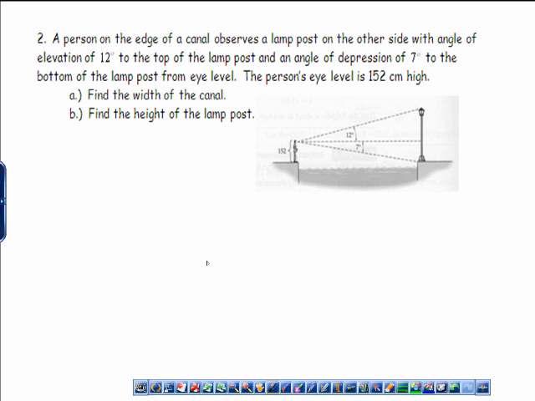The picture gets a little bit more complicated, but let's read through the problem and then make sure we understand what all these numbers mean. This is a person on the edge of a canal. So this is this person. They're looking out to the right.